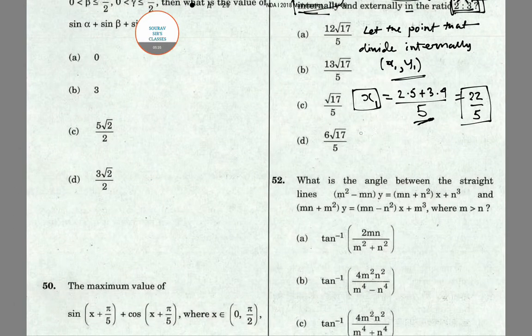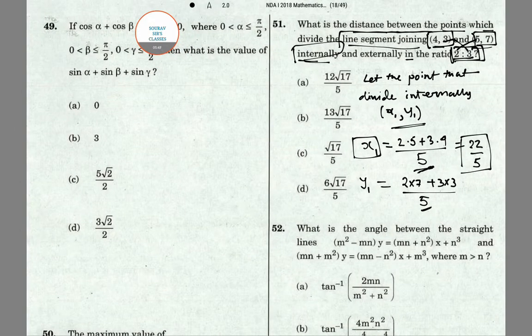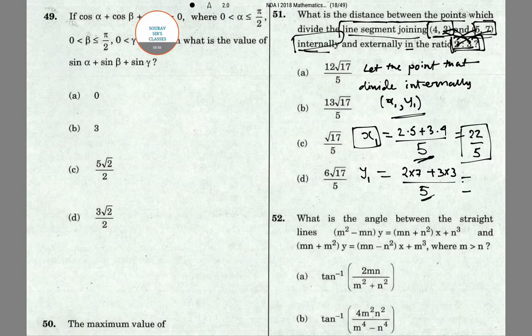Now similarly you can also find the value of y1, which will be equal to (2 into 7 plus 3 into 3) divided by 5, because 2 plus 3 is 5. 2 into 7 first, and then 3 into 3. Whose value will be 23 by 5. So we have found x1 and y1.